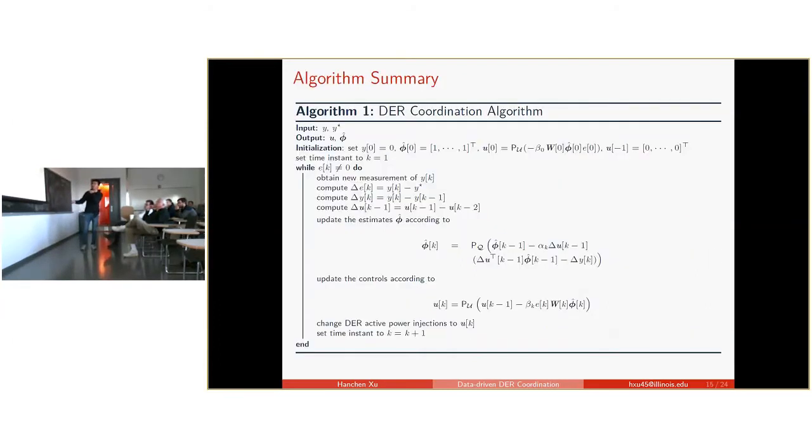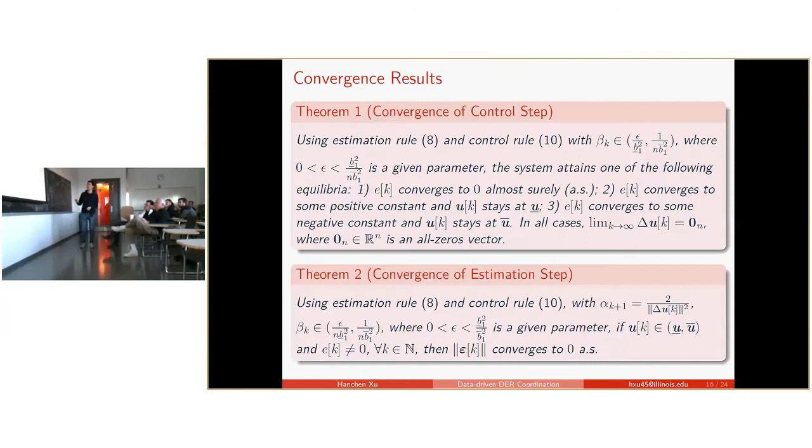And this is a summary of the coordination algorithm. We just do one step of estimation using the gradient projection update, and then use the updated estimated value of phi to do one step of control. Then this is repeated to the end.